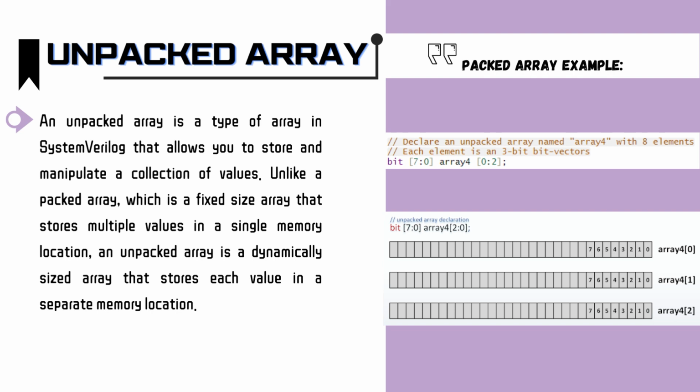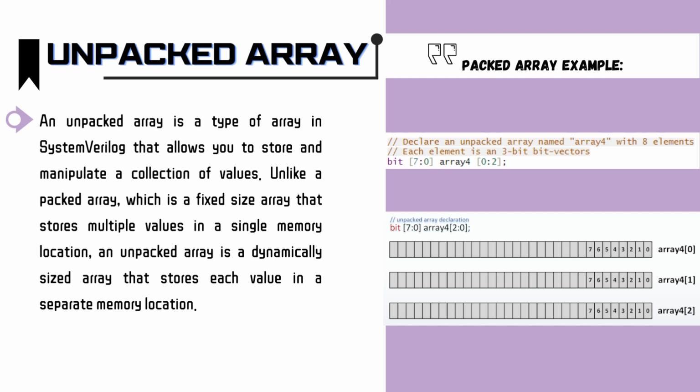Unpacked arrays are useful when you need to store a variable number of elements, or when you need to access individual elements of an array independently. They are often used in SystemVerilog for tasks like storing and manipulating sets of configuration data or for storing the results of simulations. This table represents an unpacked array named array4 that can hold 8 elements.